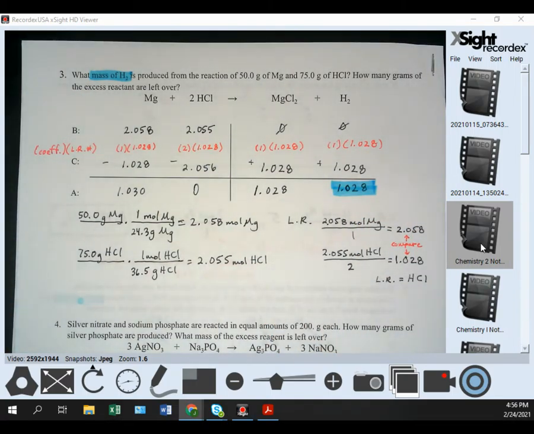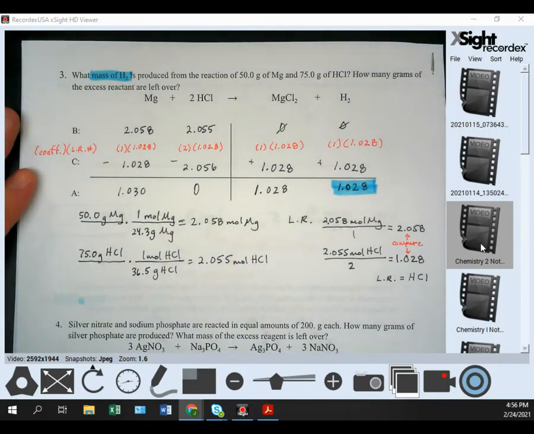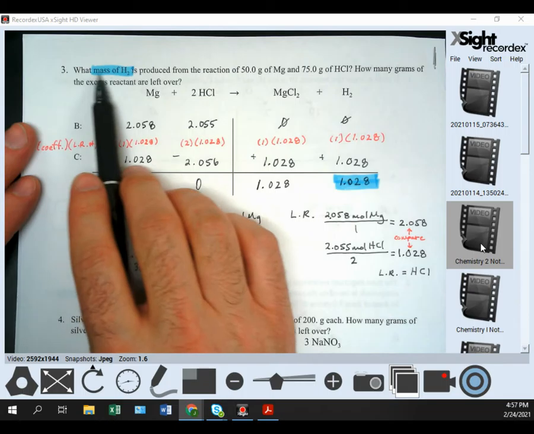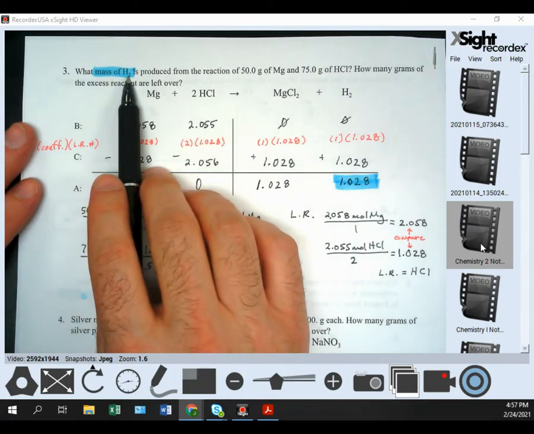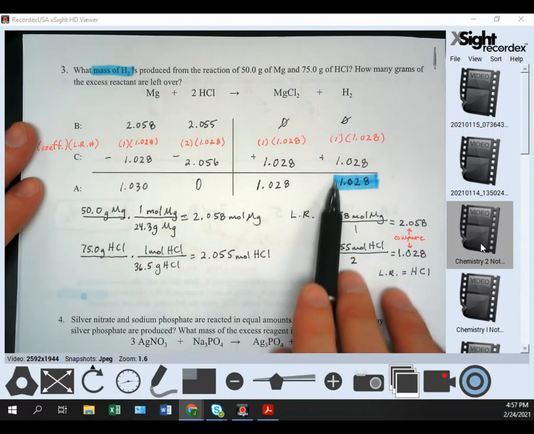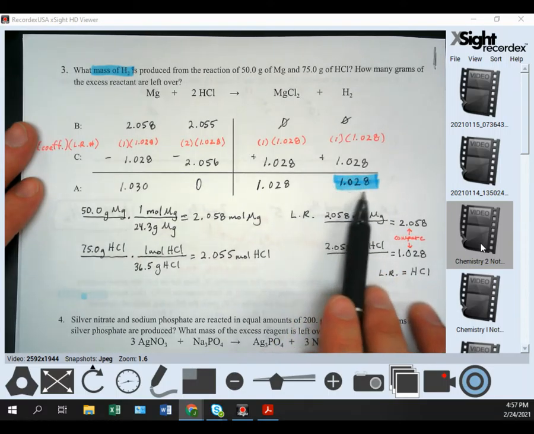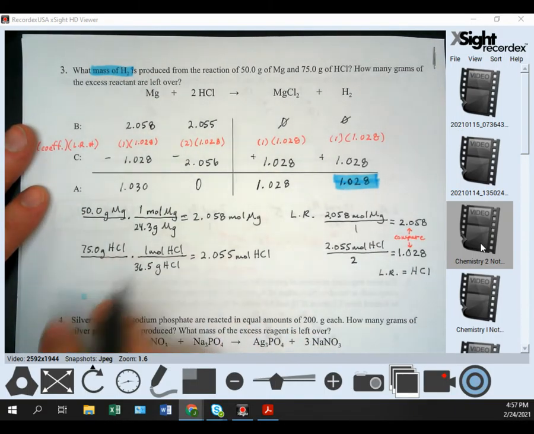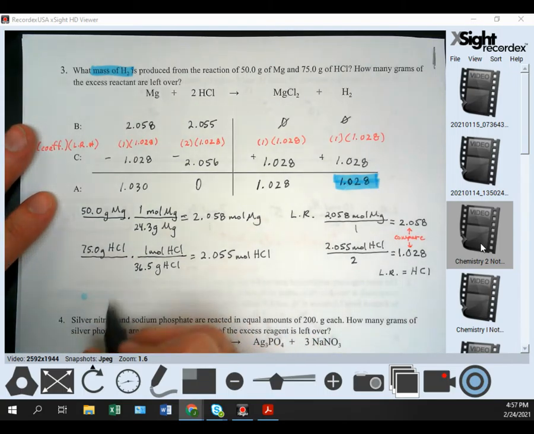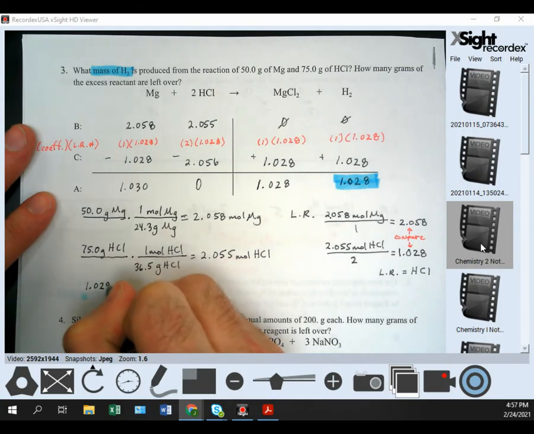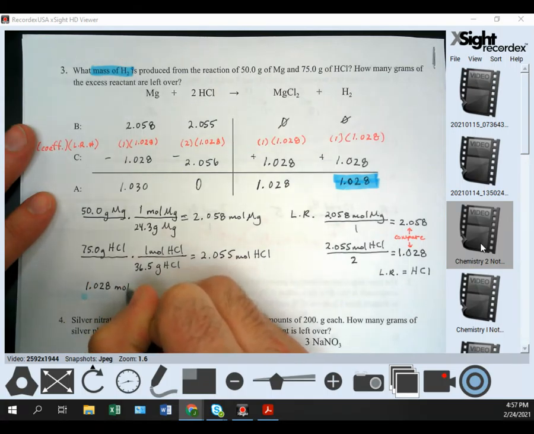So let's go back to our problem and see what we're trying to get here to refresh our memory. One thing we wanted was the mass of H2. This is where the amount of H2 that we had after the reaction was done would be. But don't forget, this is in moles. We want the grams. So down here we're going to do a conversion from 1.028 moles of H2.